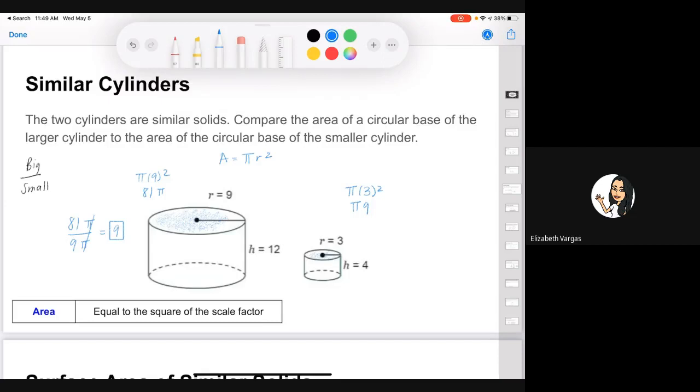Okay, so therefore, my area is going to be increased by a scale factor of 9. Okay, so that's basically all this one's asking.